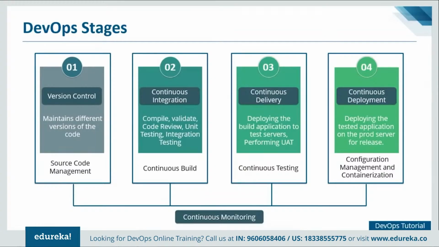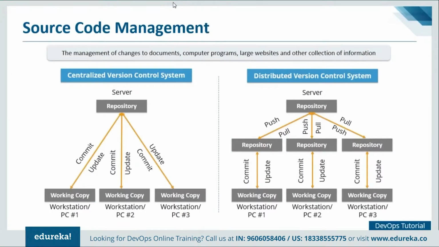We are going to discuss each of these stages one by one, starting from source code management, also called version control. Now, what happens in source code management? There are two types of source code management approaches. One is called centralized version control, and another is called distributed version control. Now imagine there are multiple developers writing code for an application. If some bug is introduced, how will we know which commit has caused that error, and how will I revert back to the previous version of the code?